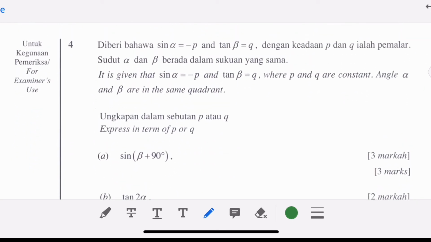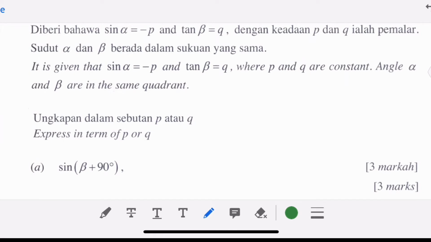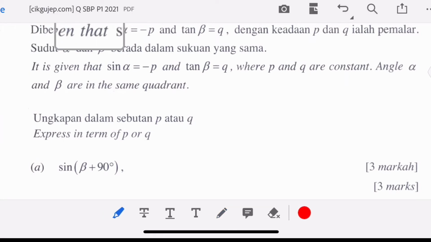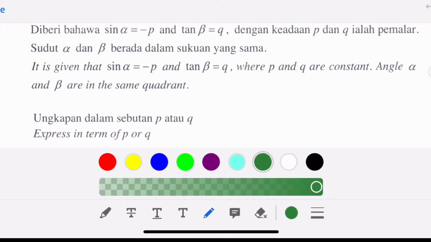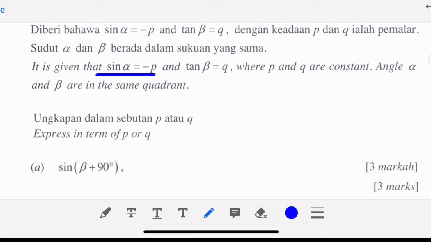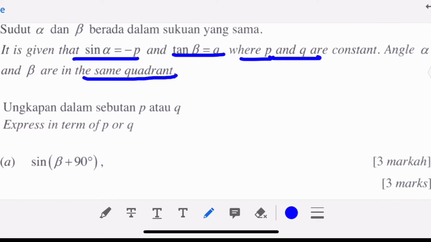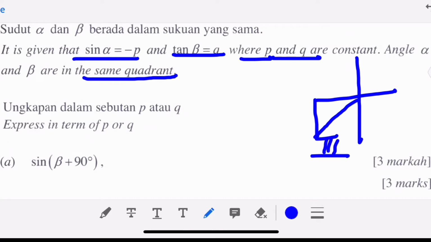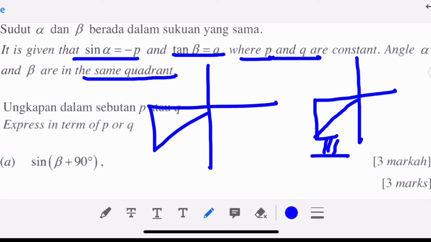For question number 4, this question is about the trigo, right? So you're given sine alpha is -p, tangent beta is q. P and Q are constants, and angles alpha and beta are in the same quadrant. So in the same quadrant, that means tangent positive, that means it should be the third quadrant, right? At the third quadrant, sine is negative, yes. So we identify the quadrant first.